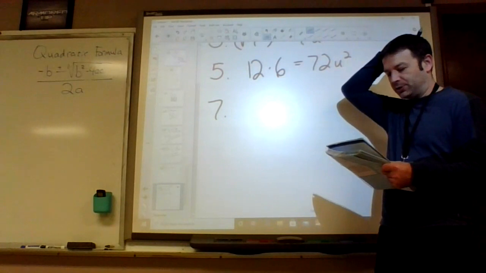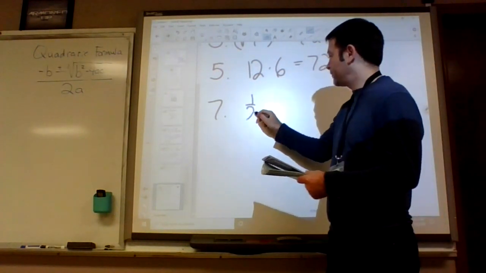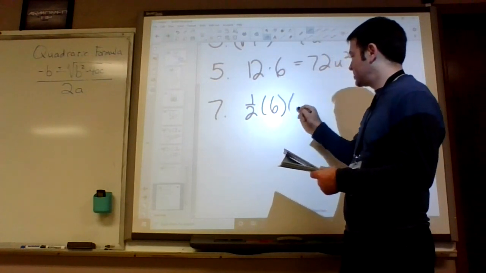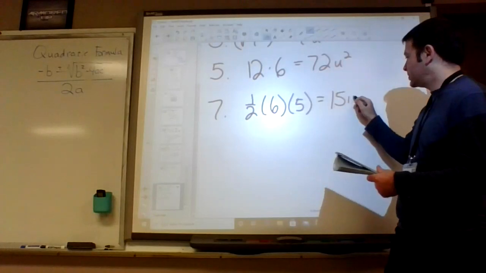Number 7, a triangle. How do we do triangles? Half times base times height. 1/2 times 15 times base times height. And yeah, that does come out to 15.